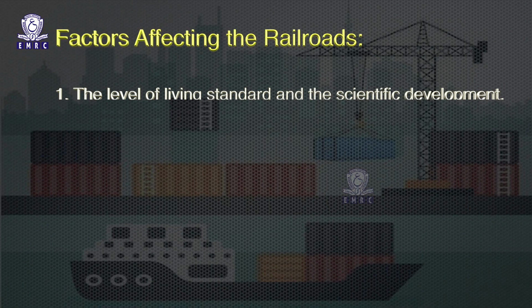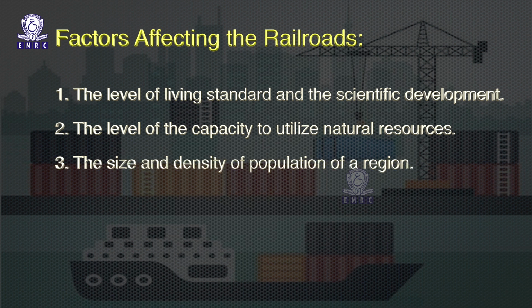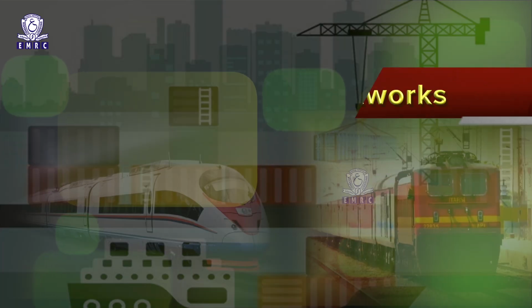Now let me discuss about the factors affecting the railroads. The density of the railroads is affected by few factors. First one is the level of living standard and the scientific development. Second is the level of capacity to utilize the natural resources. Third is the size and density of population of a region. Fourth is nature of relief and topography. Fifth is the level of industrial and commercial development. These are the factors which affect the rail development.